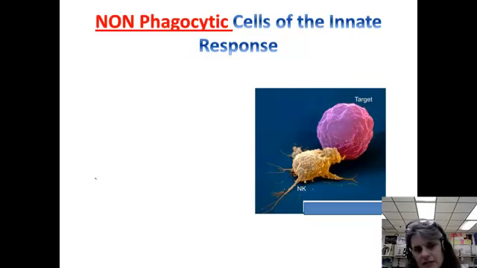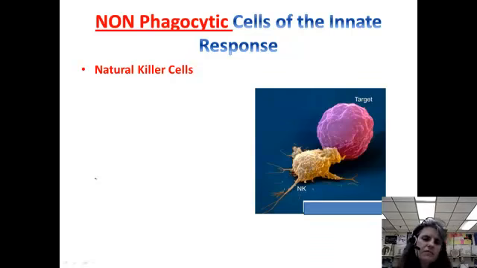Okay, non-phagocytic cells. Only one type that we're really going to talk about, and that is called a natural killer cell. These come into play when the invader is hidden from us. We cannot see it. What situation would that be? When it is hiding inside a body cell. So here is what this slide is calling a target cell. This is a body cell, and inside it, that we cannot see, might be little virus particles. Okay? We can't see them there.